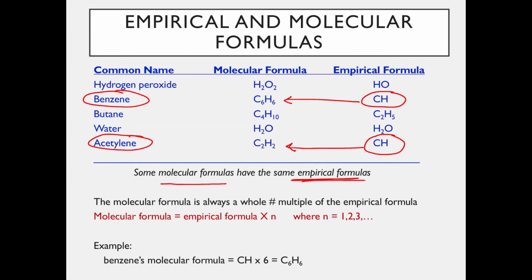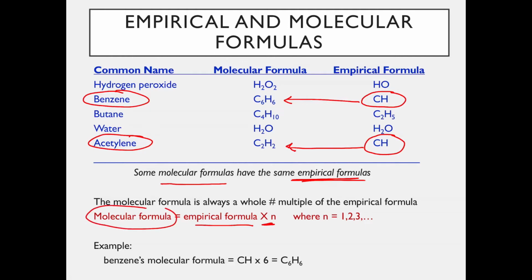So some molecular formulas will have the same empirical formulas. We can't identify our compound based on its empirical formula because it's just telling us the ratio. We need to use the molecular formula, and sometimes things can even have the same molecular formula, then we look at structure. But the molecular formula is going to tell us a lot more about this compound than the empirical formula will. So just be careful there.